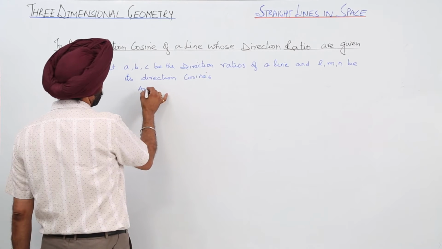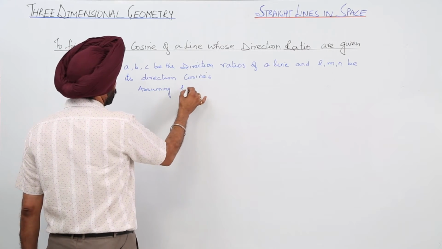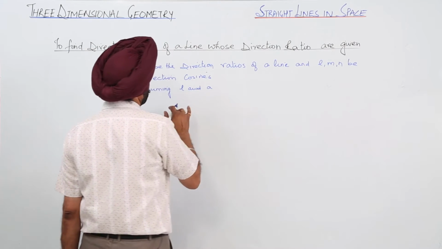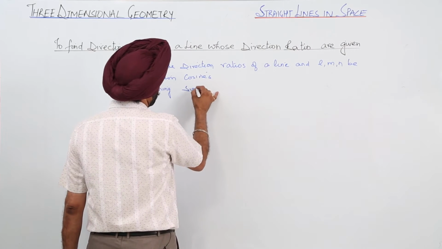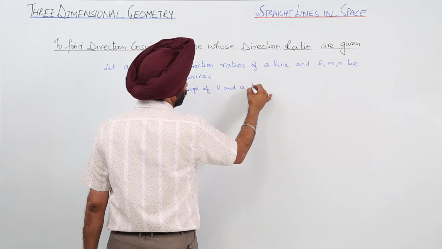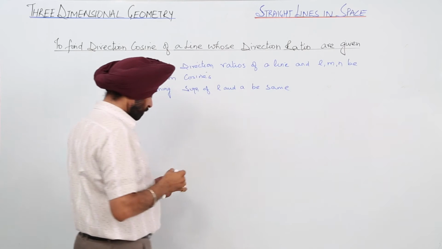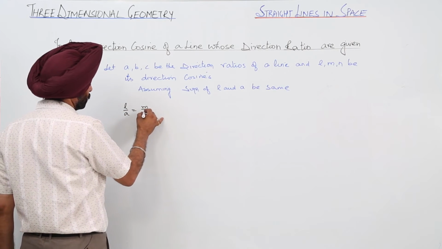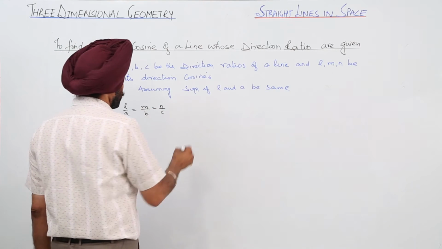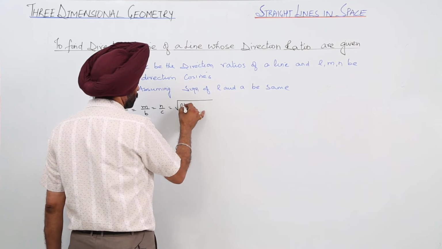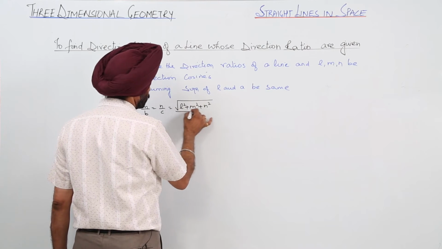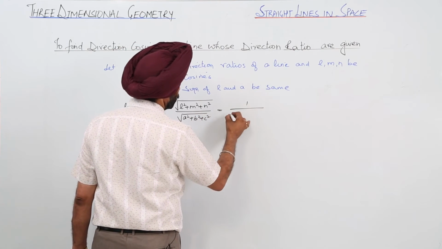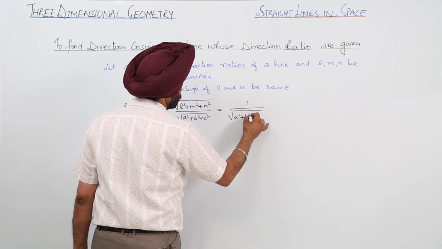Now assuming the signs of L and A to be the same, what we can write is L upon A is equal to M upon B is equal to N upon C is equal to square root of L square plus M square plus N square upon square root of A square plus B square plus C square, which is equal to 1 upon square root of A square plus B square plus C square.